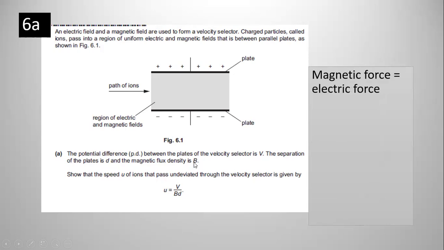Right? Magnetic force equals electric force. BQv. Q is the charge of the ion. Right? E is replaced by V over d.